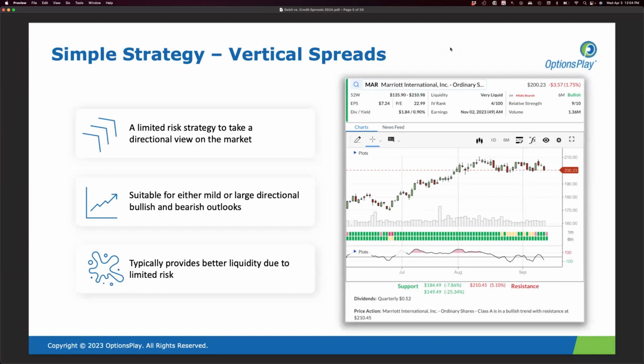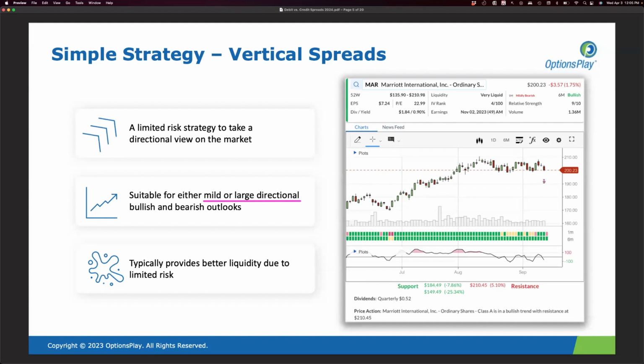It's a multi-leg strategy, specifically a two-leg strategy where you're buying and selling a call or a put on the same expiration date for a specific underlying symbol. And it's a strategy that has limited risk to take a directional view on the market. So basically, it's a strategy for when you think a stock or an ETF is going to either head higher or head lower. That's when you might want to use a vertical spread, and it has limited risk. It's suitable for either mild or directional bullish and bearish outlooks.